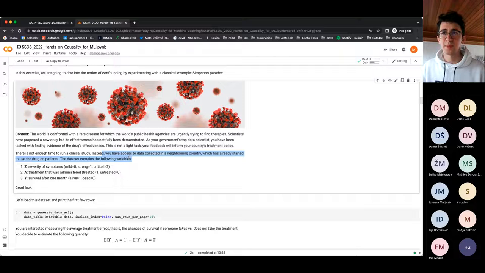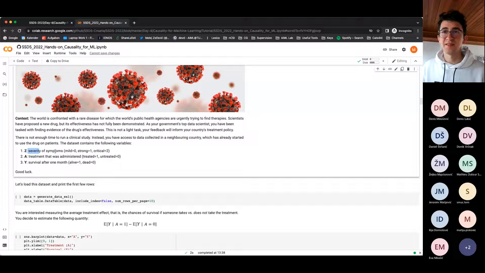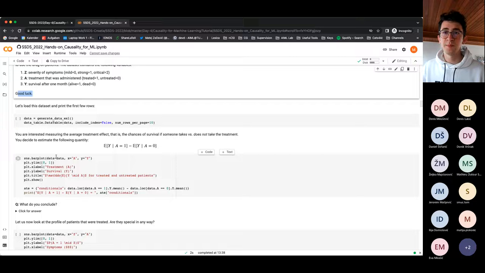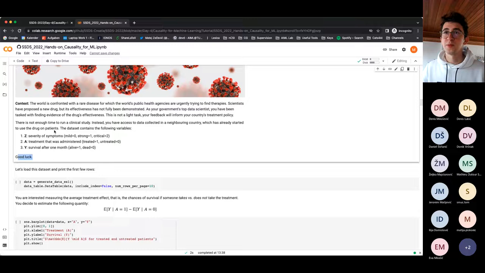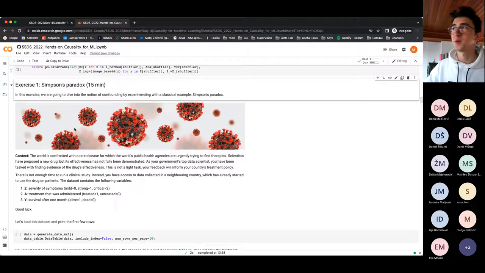These are the variables we define. We have C, the severity of a symptom, classified into either mild, strong, or critical, so it's categorical. Then the treatment that was administered, and survival after one month. Simple as that, good luck. You can simply go through these one by one, and you will always find these question blocks where you're asked something, and you can evaluate for yourself and click on the answer. Without further ado, we'll give it approximately 10 minutes, and then we'll go over the solution together, giving you enough time to explore this for yourself.